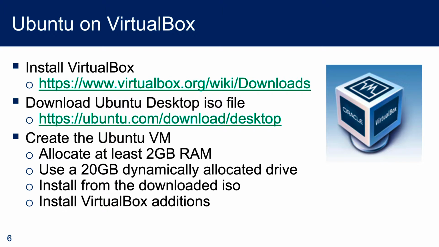Finally, if you're going to use Ubuntu within a VM, you'll have to install VirtualBox, and then I'll have a video on how to do this. We're going to download Ubuntu Desktop as an ISO, create the virtual machine. You'll need at least 2 gigs of RAM to dedicate to the virtual machine. We're going to create a 20 gigabyte dynamically allocated drive, and then we'll install the ISO. And for VirtualBox, you also need to install the VirtualBox additions to make the usability better.